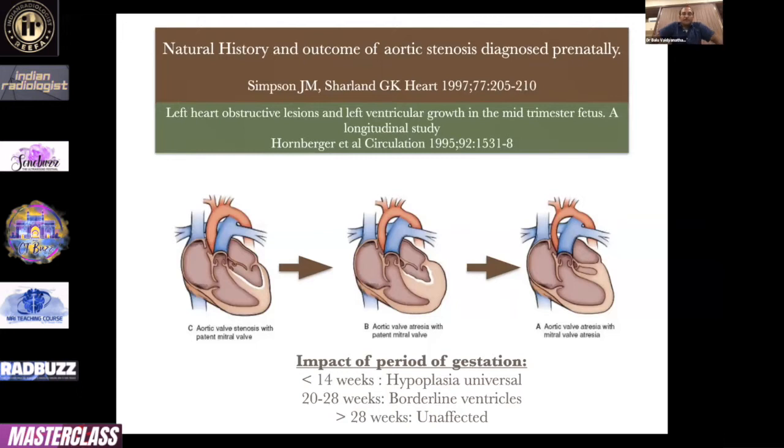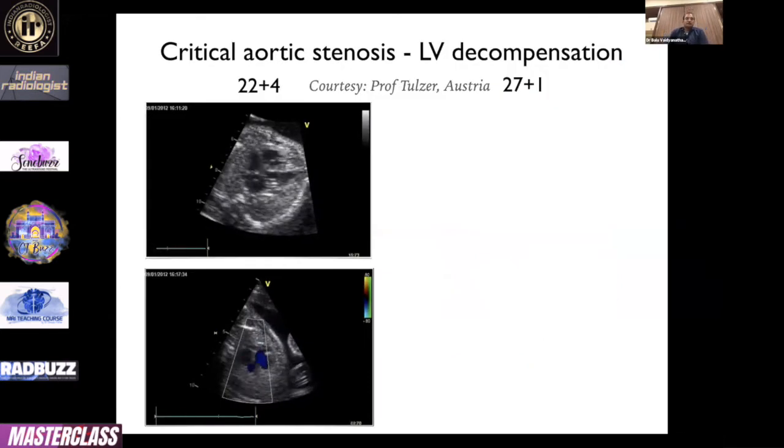Typically, aortic stenosis which is detected late in pregnancy will have a reasonably good size LV at the time of birth. So it's extremely important to identify the 20 to 30 week spectrum, because this is where the progression can actually happen. And I have taken these pictures from Professor Gerald Tulzer from Linz, Austria. This is one of the largest groups in the world performing in utero intervention besides Boston in the US. Gerald has kindly allowed me to show these pictures in various forums.